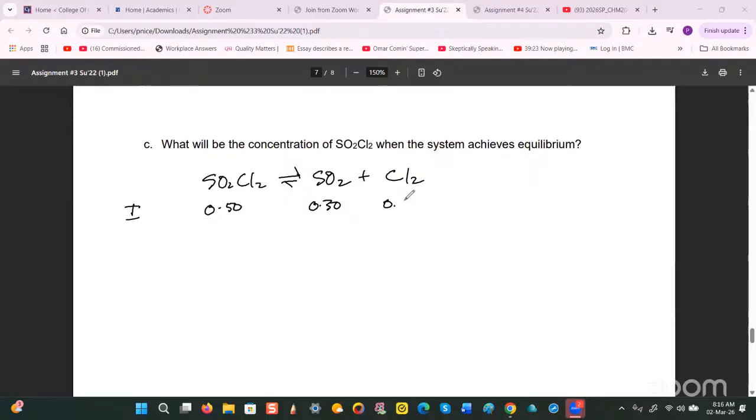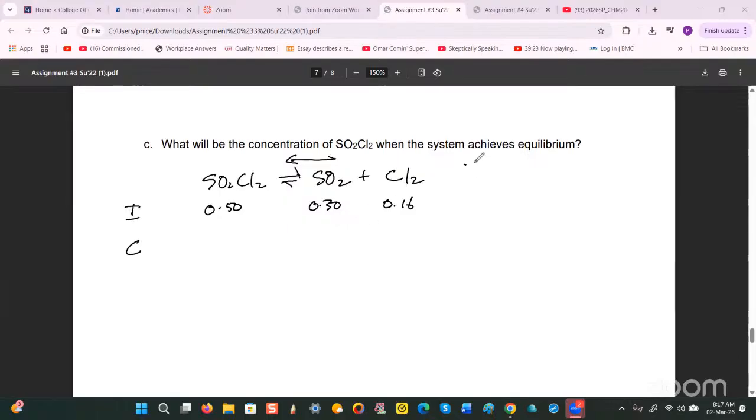Right? So as we said before, the system is going to shift to the left in order to achieve equilibrium. So what that means is that some of the SO2 will react with some of the Cl2 to form some of the SO2Cl2, right? So we don't know what the amount of SO2 or Cl2 that will react.